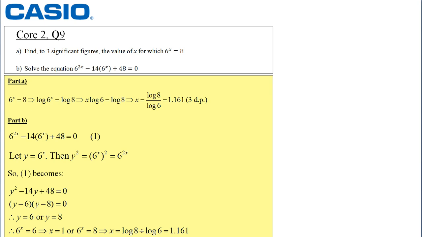In part A of question 9, we need to find, to three significant figures, the value of x for which 6 to the power x equals 8. You can see that I've solved this using logarithms. Let's see if we can use the Casio graphical calculator to confirm this result.